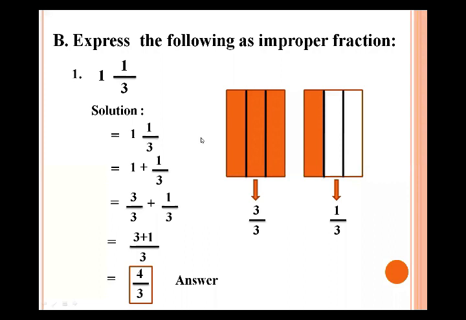1 whole shape is shaded, and this one is showing only one part is shaded. The fraction becomes 1 upon 3. Whole is 1 plus 1 upon 3. Whole means 3 total parts and 3 are shaded, means 3 upon 3 plus 1 upon 3 is equal to, numerator is 3 plus 1, common denominator is 3. 3 plus 1 equal to 4 and denominator is 3. The fraction becomes 4 upon 3.